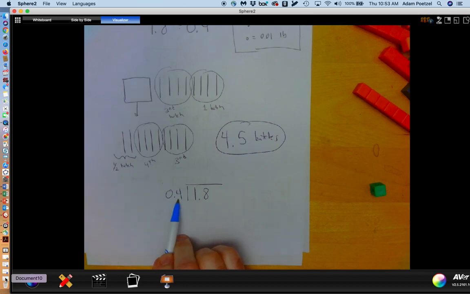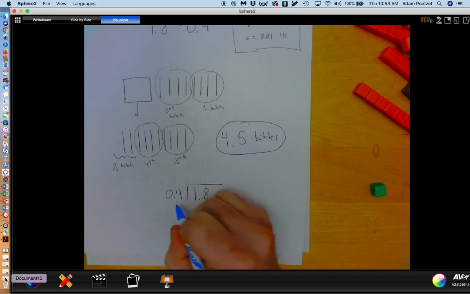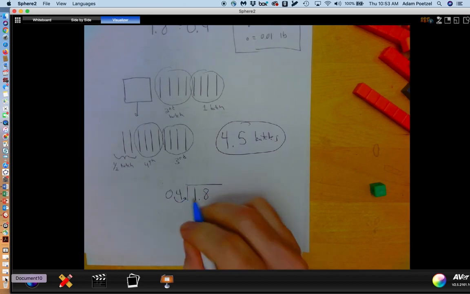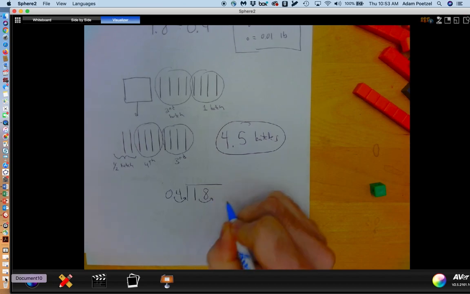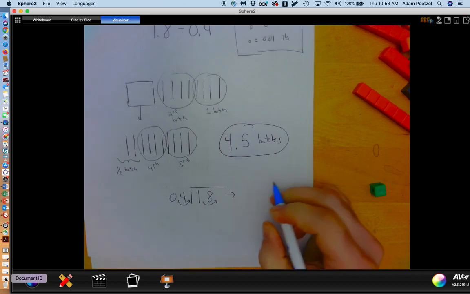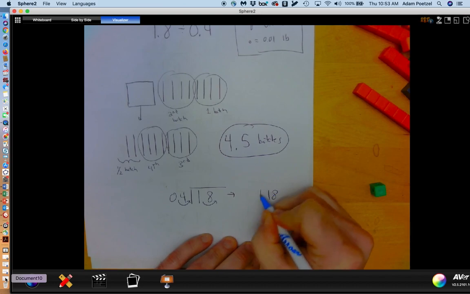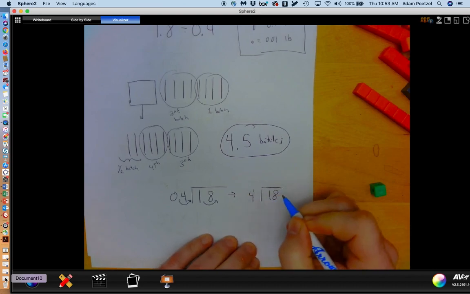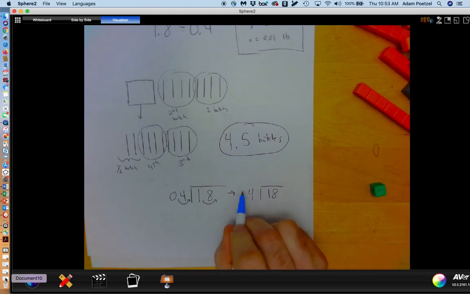It'd be a lot easier if we didn't have a decimal out here. And so that's where the main algorithm that we often learn stems from, is to basically get rid of the decimal out here. And often you hear this. It says, well, out here, if I move this over one space to the right, I can do that as long as I move this over one space to the right. And that means that this problem should be equivalent to 18 divided by 4.